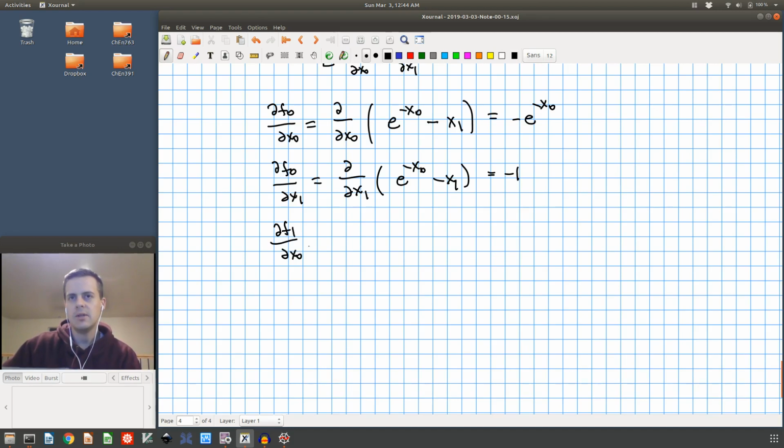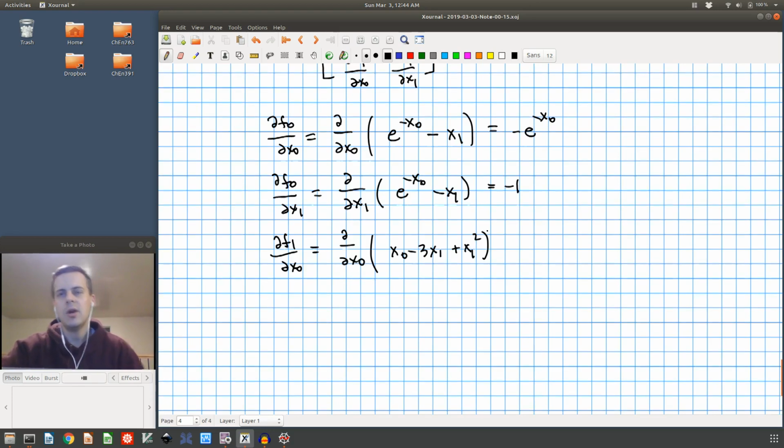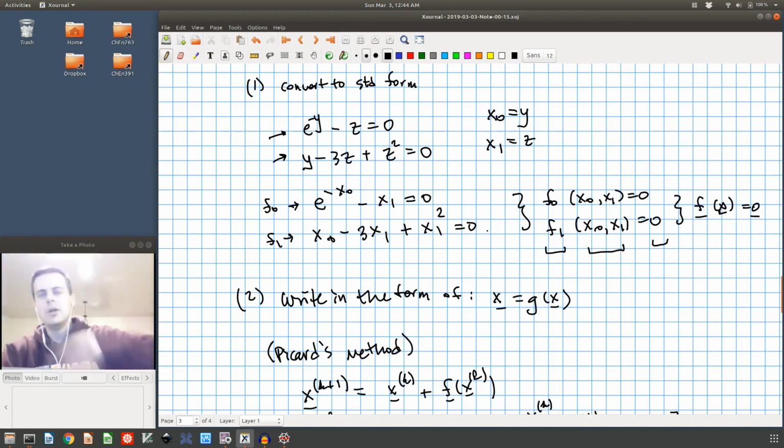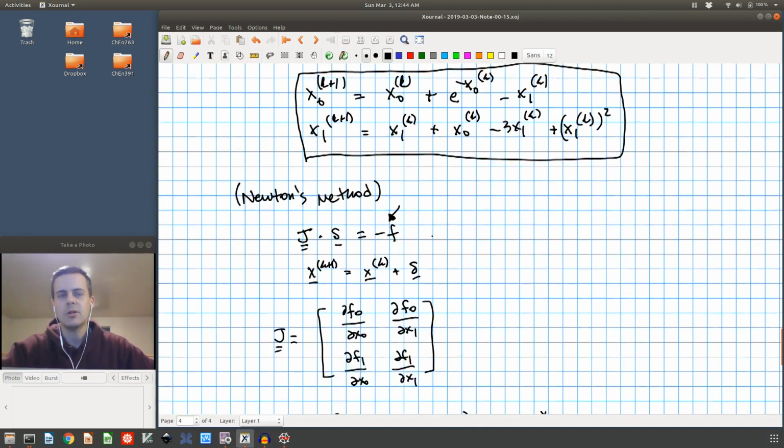Now I have df1 dx0. This is going to be the derivative with respect to x0 of the second equation. The second equation is something like x0 minus 3x1 plus x1 squared. Good thing I have it in my notes because we lost it up at the top. Let's check up here, make sure we're right. x0 minus 3x1, there you go, right there, plus x1 squared. Sorry for pointing at the camera.